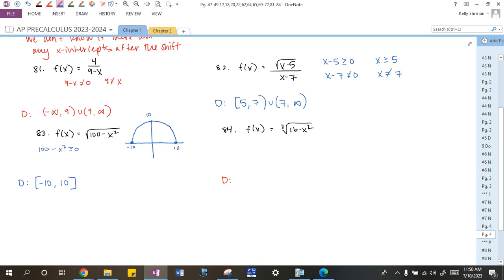84 is another difference of squares, but important difference, it's under an odd root instead of the even square root. Even roots, we can only even root a positive number because a number times itself will give a positive value. Odd roots, you can odd root positives and negatives because when you raise negatives to an odd power, you get negatives out. So 100 minus x squared can be anything. It can be positive, negative, 0. We'll be able to cube root it. So this answer is all real numbers.